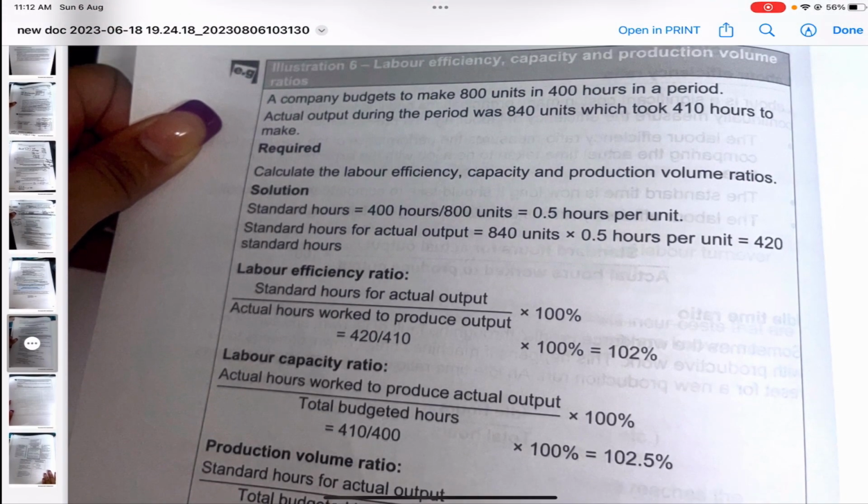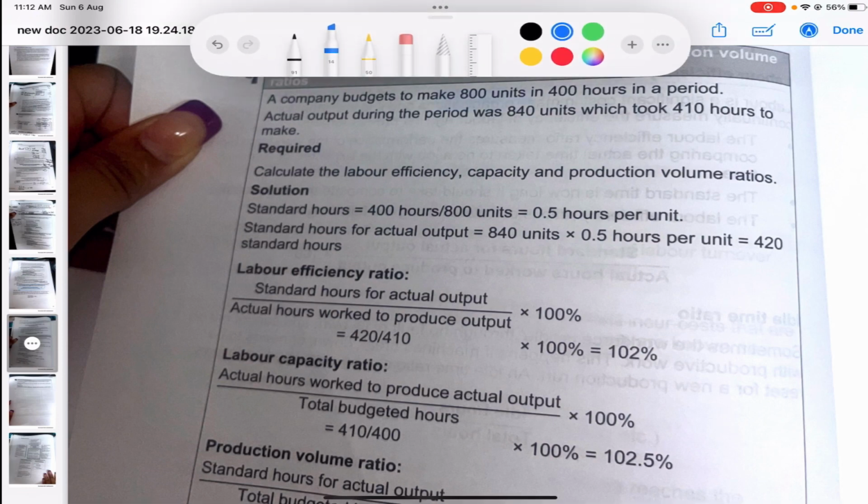Okay, so a company budgets to make 800 units in 400 hours. Actual output during the period was 840, which took 410 hours to make. Calculate the labor efficiency, capacity and production volume ratios. Okay, first let's find out the standard hours.